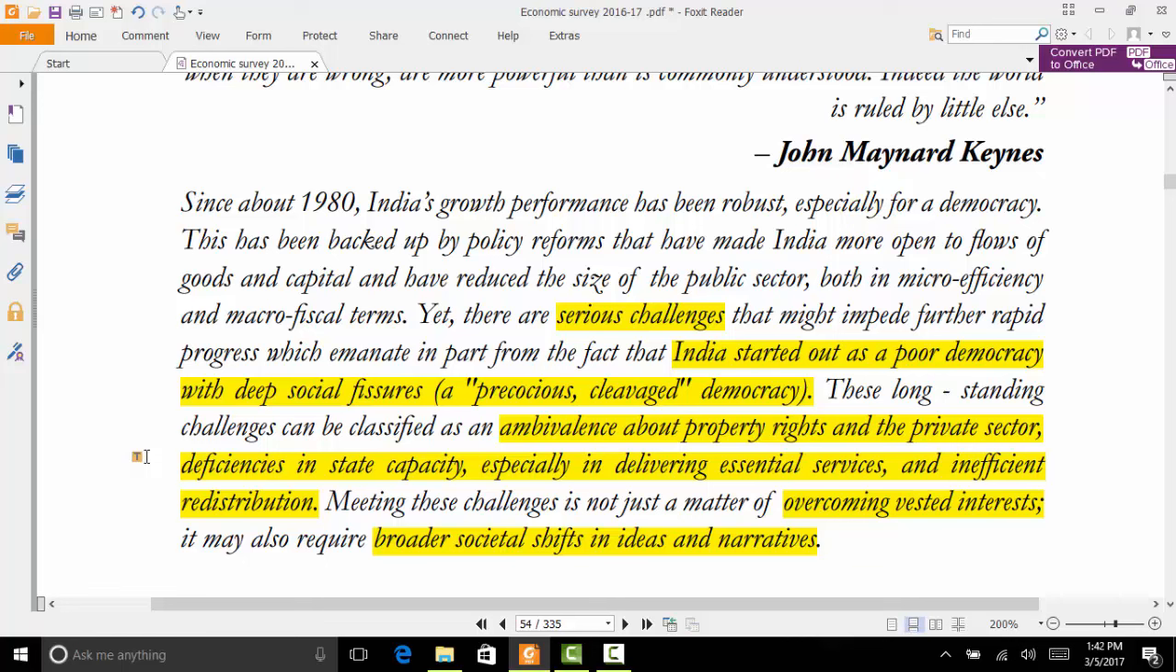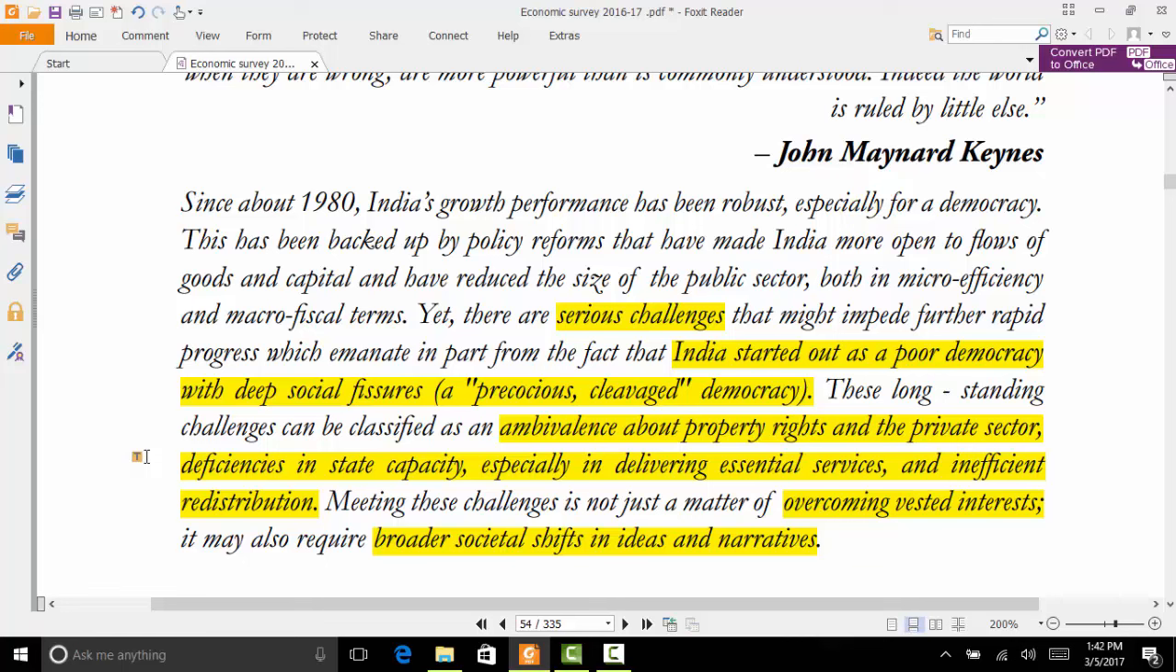Do you understand this? In what sense has this precocious, cleavaged democracy been used? How precocious? I have discussed the meaning of these terms. Precocious means that we became a democracy early, earlier than other countries, in the sense of comparison to our state of development and to our state capacity.